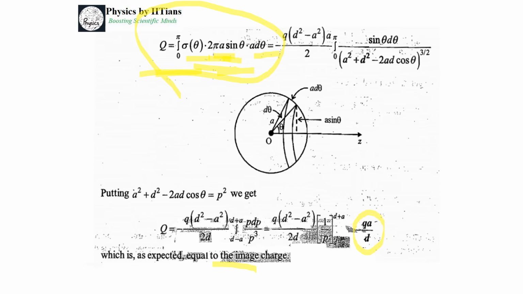So whatever we have learned here is that whenever there is an induced charge, in case of a conducting plane or conducting sphere, we can take an imaginary point charge that has the same value as the induced charge.